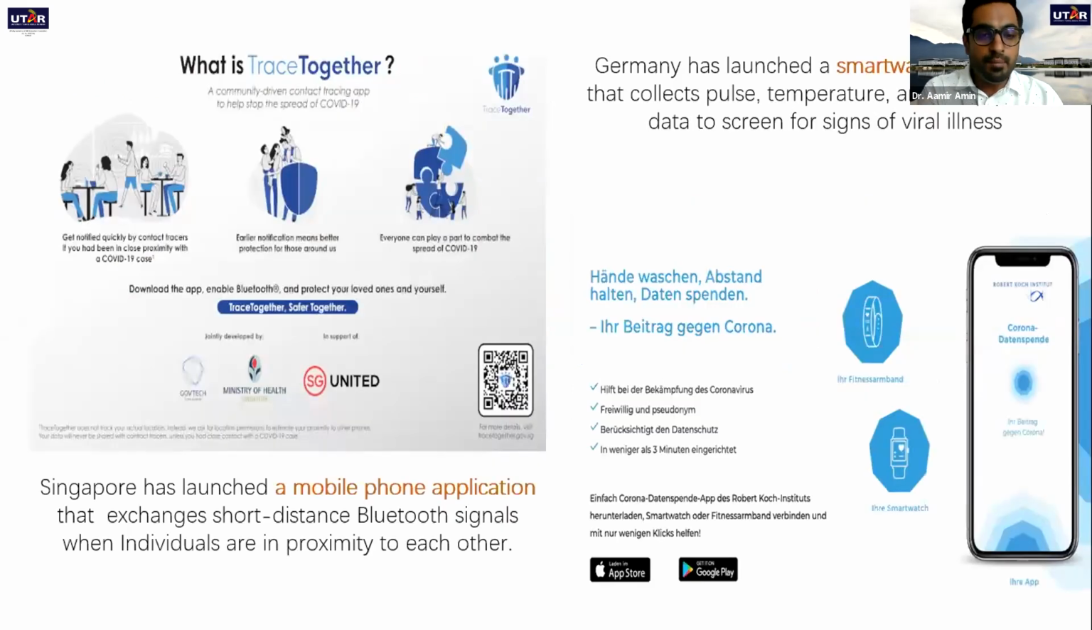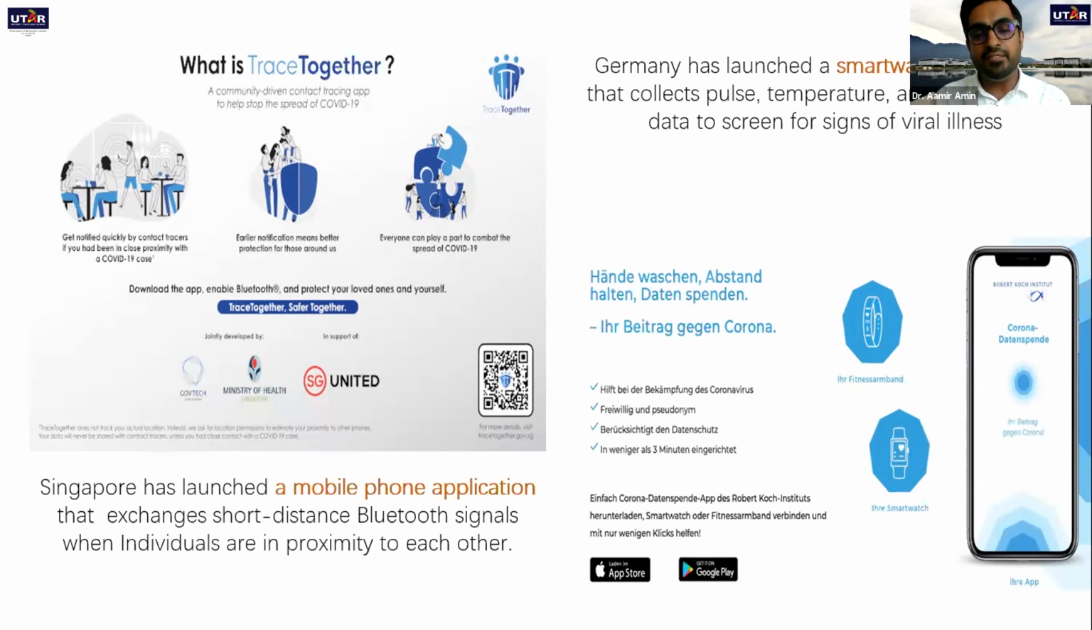Now, these are the 2 examples I picked. One is from Singapore, which is the app called Trace Together. Singapore has launched a mobile application named Trace Together that exchanges short distance Bluetooth signals. So when 2 people are in close proximity, this app alerts you whether the other person is infected or not. So accordingly, you can create your distance.